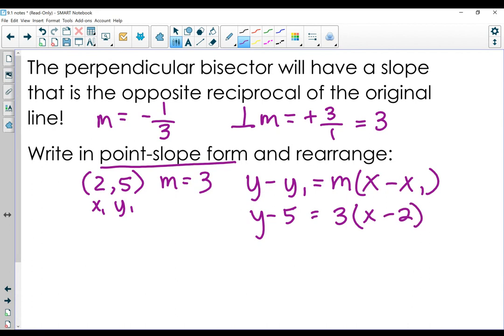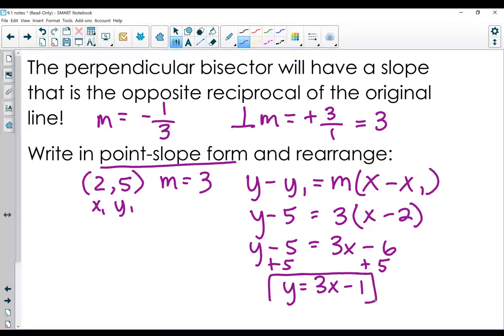And I do want to rearrange this and solve for y equals mx plus b. So that means I need to go ahead and distribute. And then we'll add 5 on both sides. There we go. Y equals 3x minus 1.